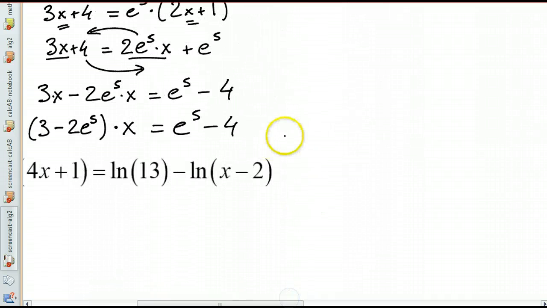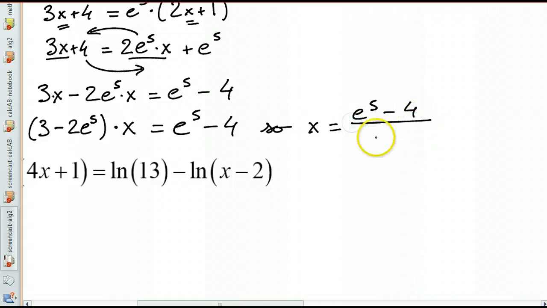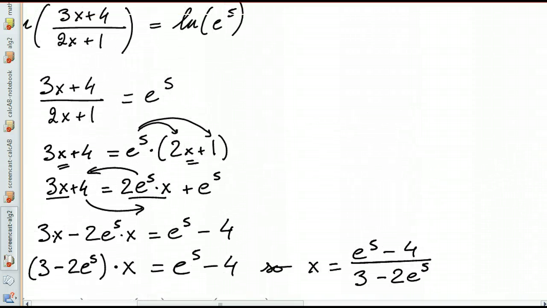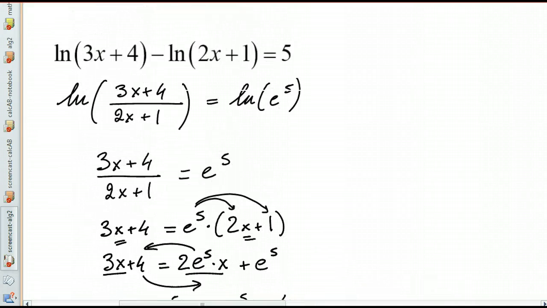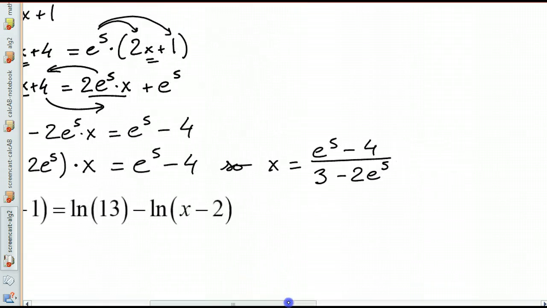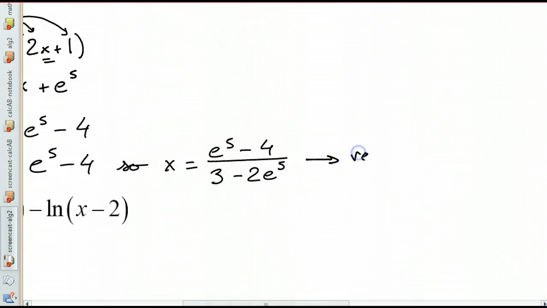And now you are basically done, right? So x equals e^5 minus 4 divided by 3 minus 2e^5. Okay, at this point I've solved for x. I'm not sure I have a solution of my original equation at this point, okay? And I will talk about that in class. We have to verify if x is extraneous.